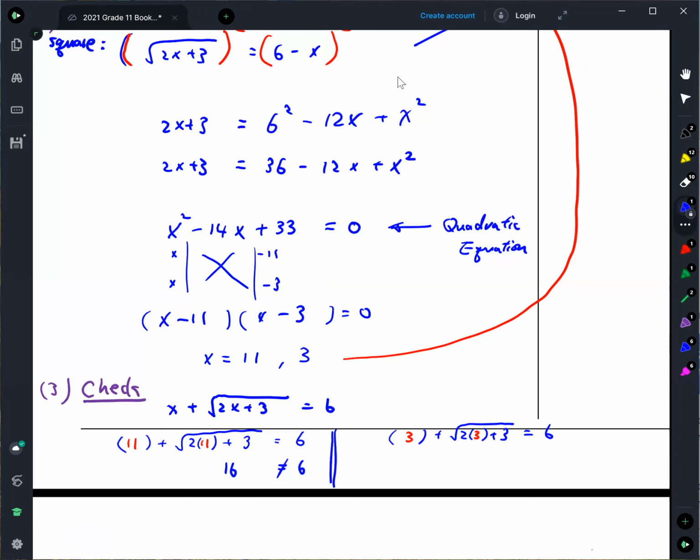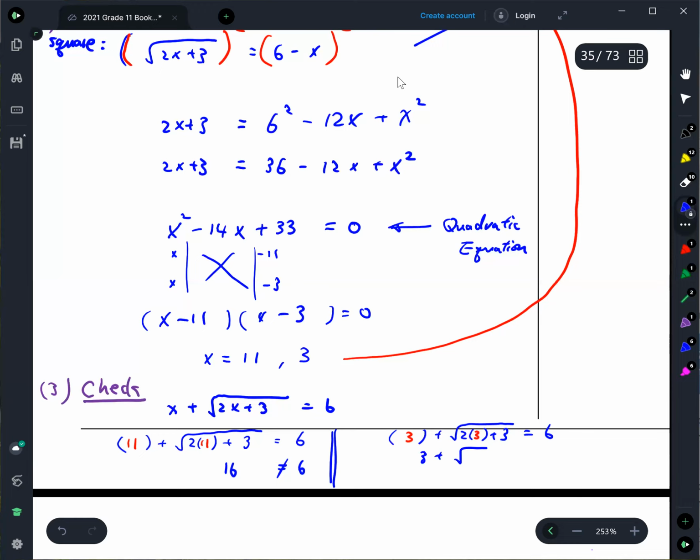Okay, so it turns into 3 plus root 6 plus 3 equals 6. 6 plus 3 is what? That's 9. Okay, so 3 plus 3 equals 6. And that works? Yeah. Okay, so the left side and right side both equal 6. So that means we will keep it, okay? So we'll keep the 3 and then the 11, we'll throw it out, okay?